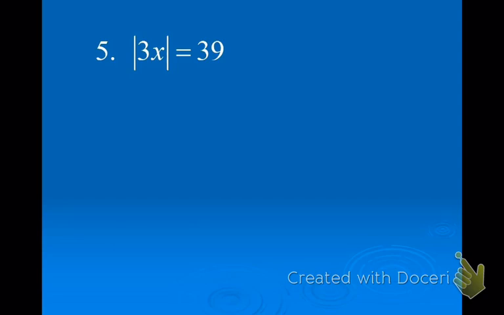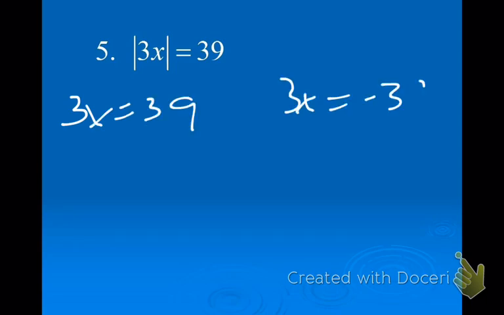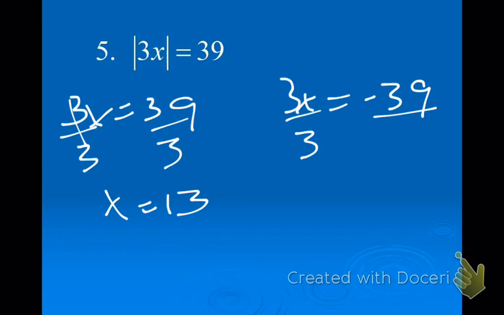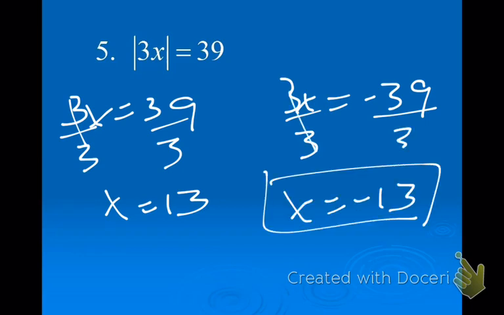All right, we're going to set this equal to 39. Set this equal to negative 39. Divide both by 3. And so, again, another situation where that's pretty much what happens. But, as we just saw, not always. Okay, so we need to get in the habit of splitting up our two equations and solving them separately. Okay? All right.